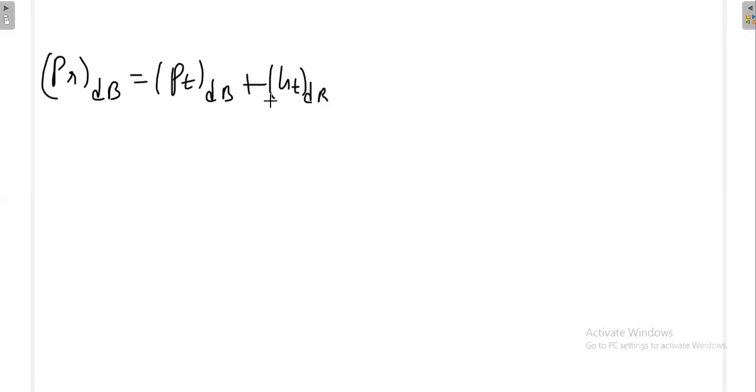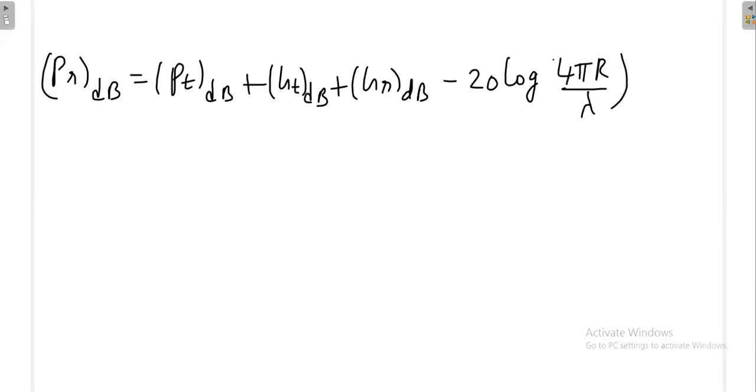Power received in dB is equal to PT in dB plus GT in dB. Sometimes in the exam they can give EIRP in dB also. That's also okay, because PT plus GT is EIRP in dB. Then plus GR in dB. Everything is plus. These are contribution terms. This is the loss term, the denominator term, 4 pi r by lambda whole square.